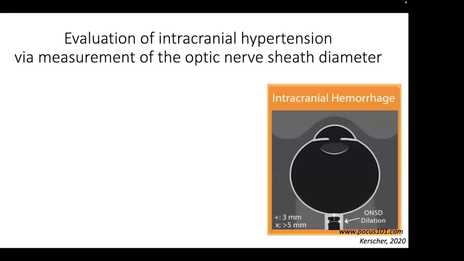And so one of the most common uses for ultrasound, which is increasingly being evaluated in the intensive care unit, is to evaluate for intracranial hypertension. This is done by measurement of the optic nerve sheath diameter.